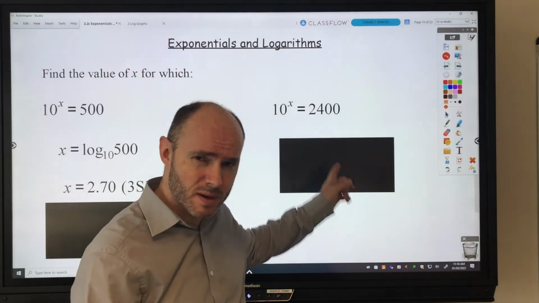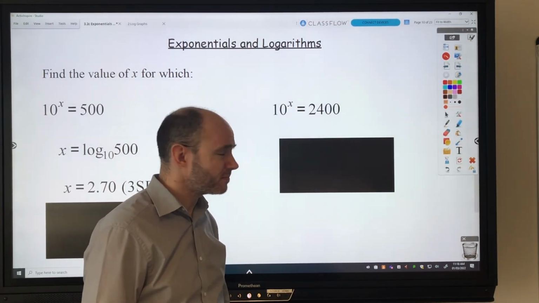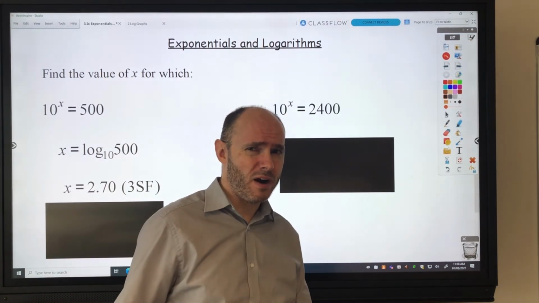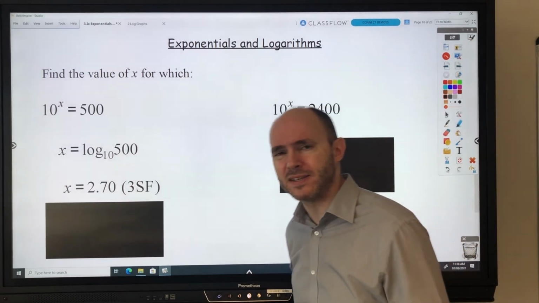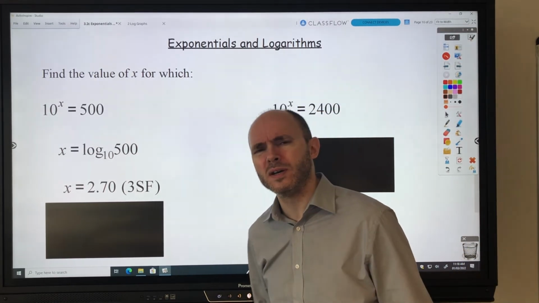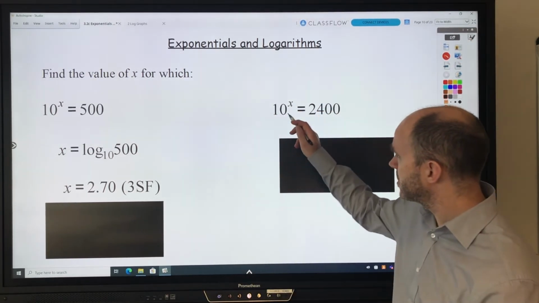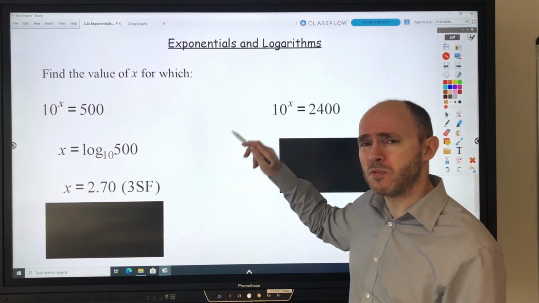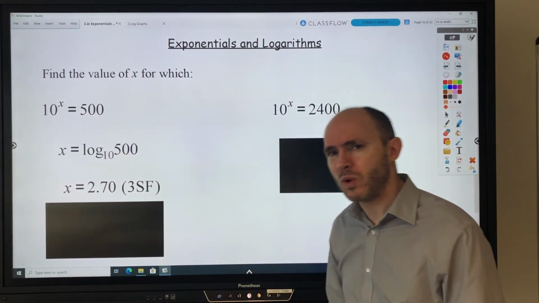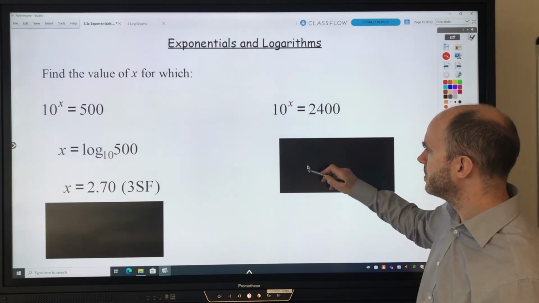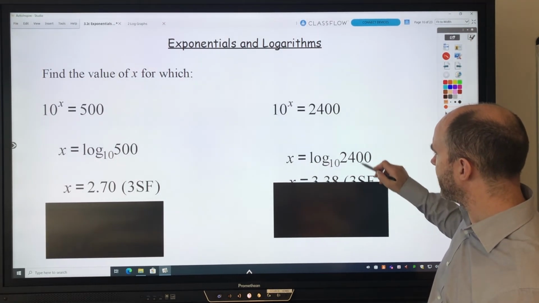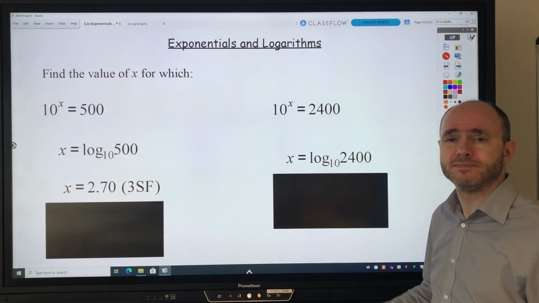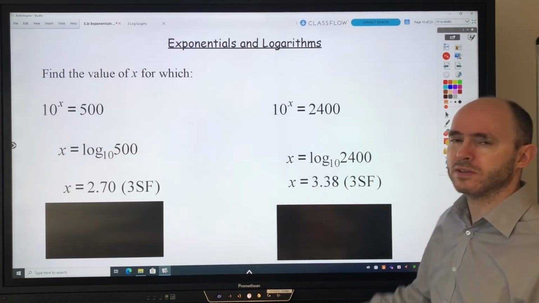Give a go at that one. Maybe pause the video, have a go at it. Maybe I could have made it a bit harder. I've given the same base number, of course, 10, so that makes it pretty easy. But I don't want to make it too difficult. I want to just keep things nice and simple. So just do the same again. You do the inverse operation of 10 to the power of, which is log base 10. So you just have log base 10 of 2,400, which is 3.38.